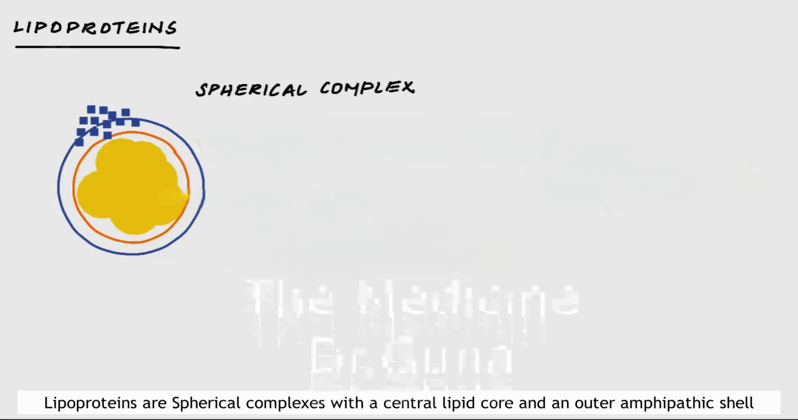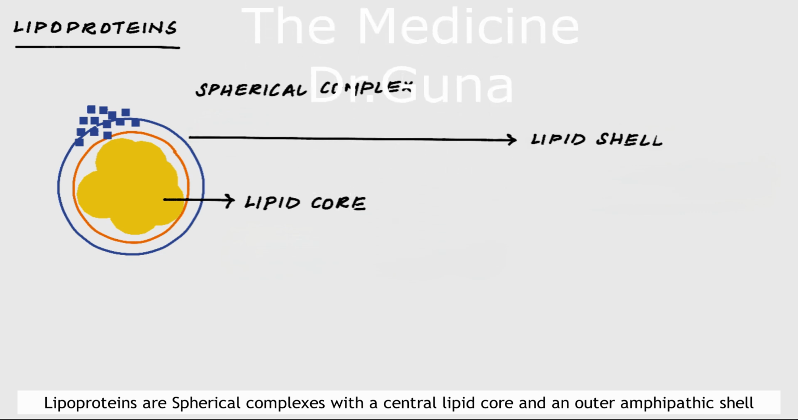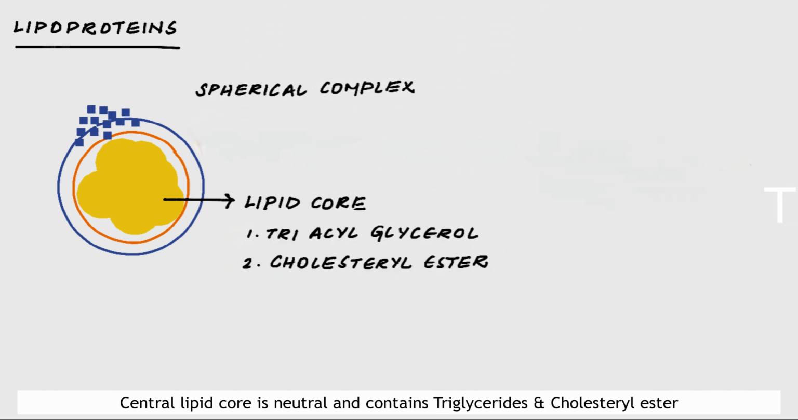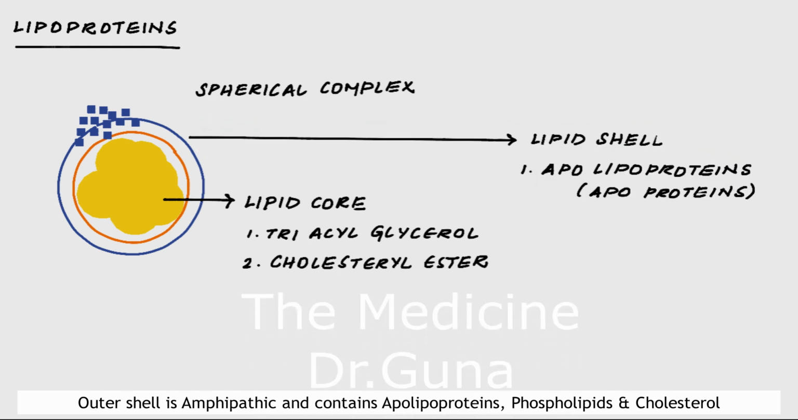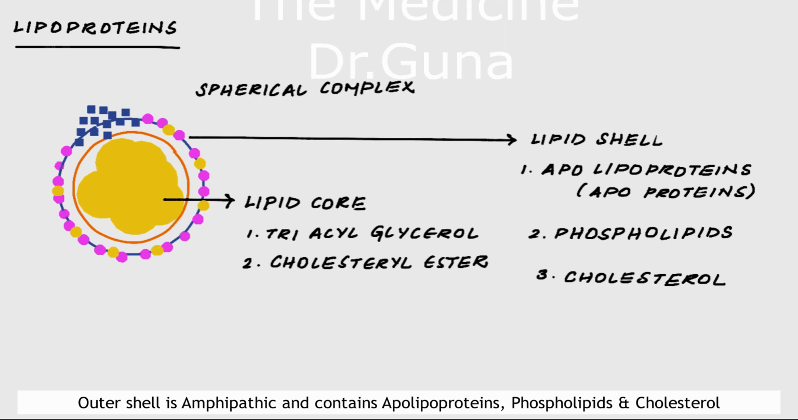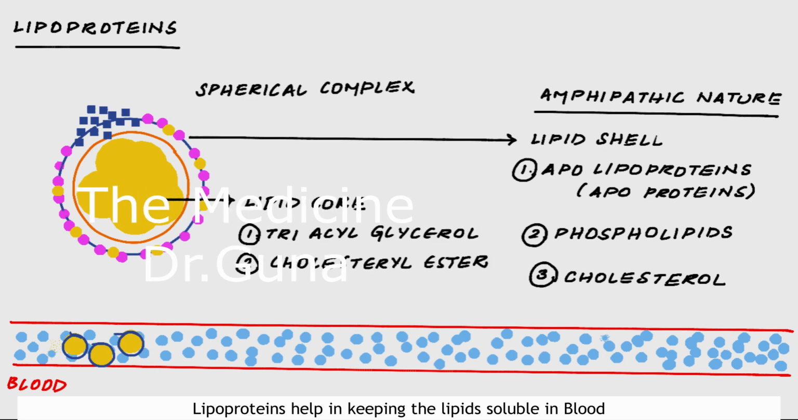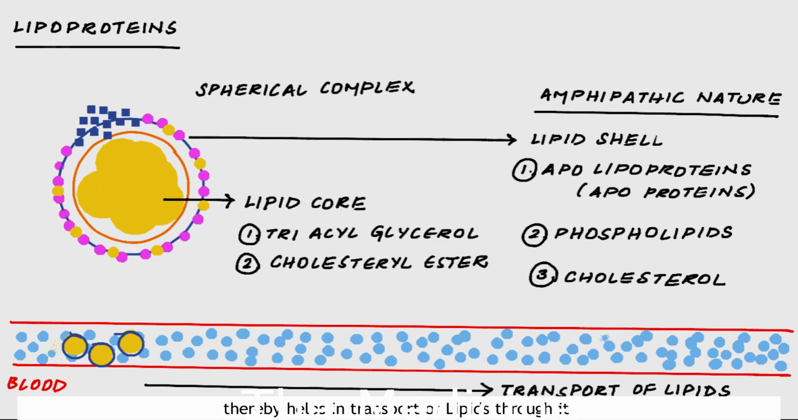Lipoproteins are spherical complexes with a central lipid core and an outer amphipathic shell. The central lipid core of lipoproteins is neutral and contains triglycerides and cholesterol ester, while the outer shell is amphipathic and contains apolipoproteins, phospholipids, and cholesterol. Lipoproteins help in keeping the lipids soluble in blood and thereby help in transport of lipids through it.